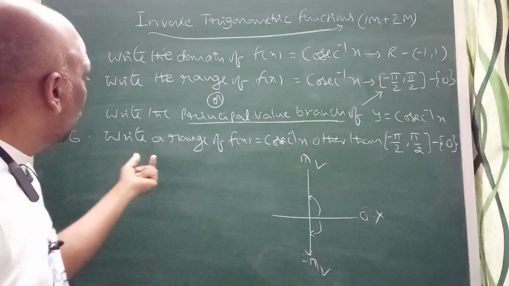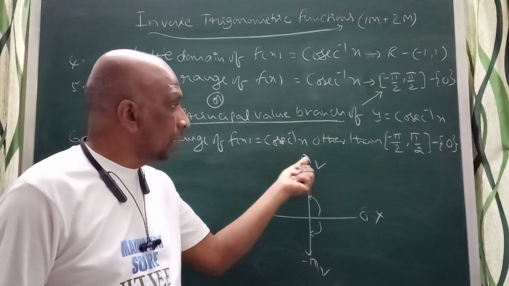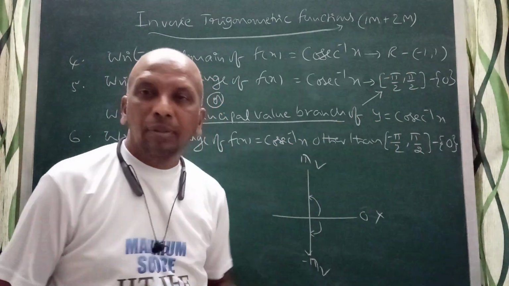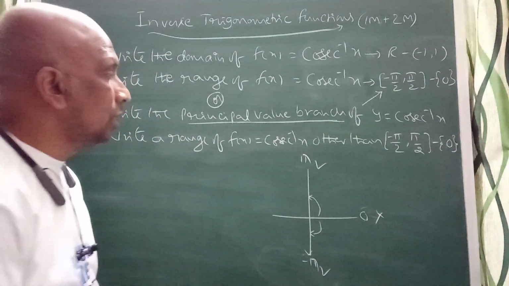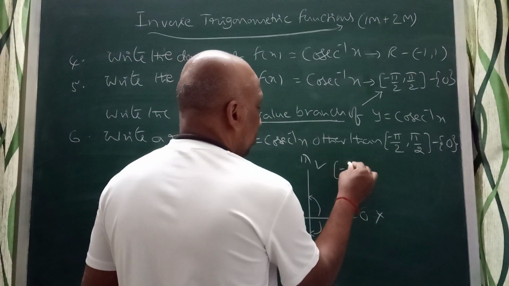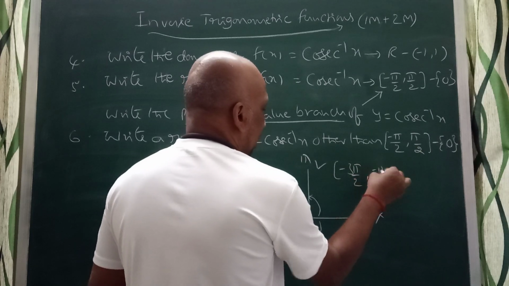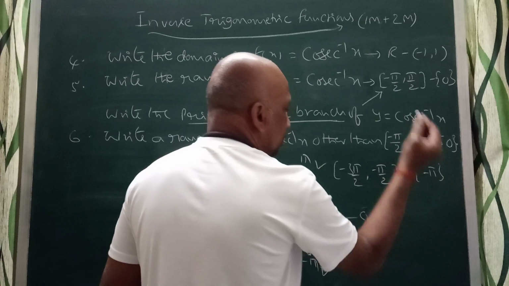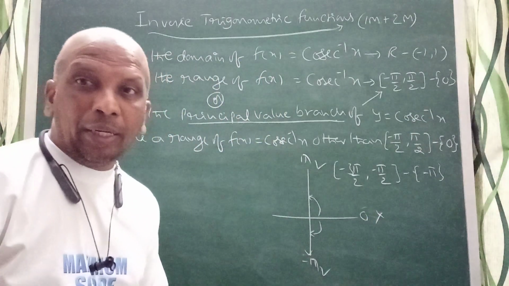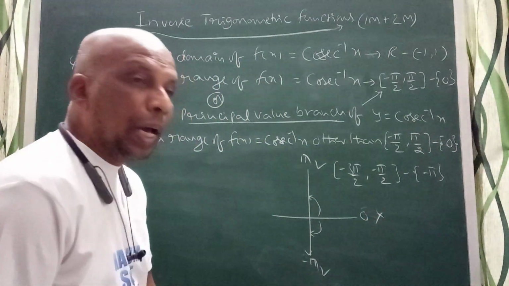Now, coming to write a range of f of x equal to cosecant inverse x other than this. This is the principal value branch; other than that, we can think of the closed interval minus 3 pi by 2 to minus pi by 2 except at minus pi. I can't consider minus pi. And also I can write pi by 2 to 3 pi by 2.